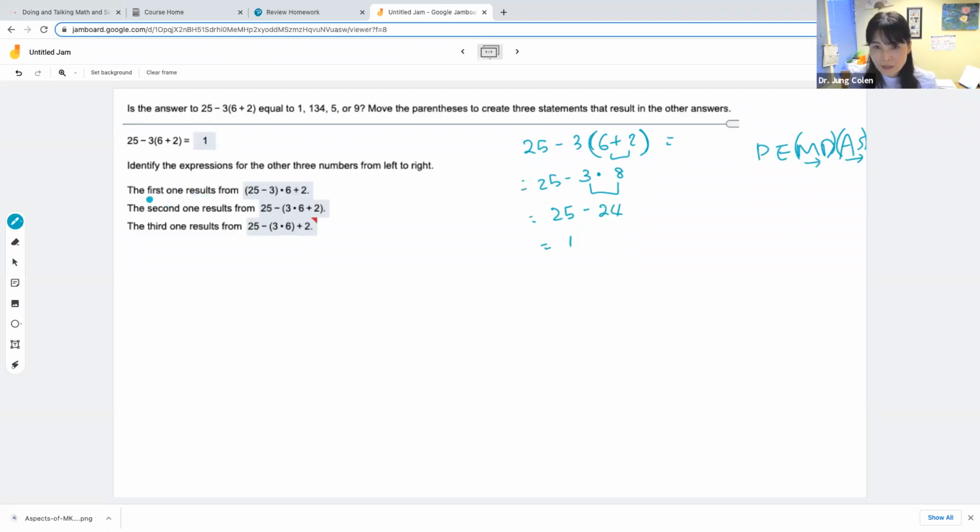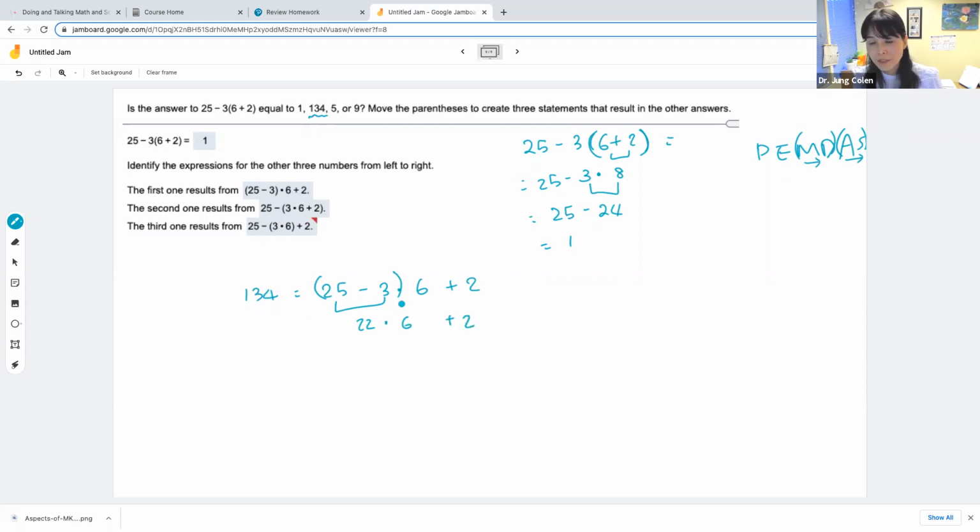And it says the first one results from, what's the first one? 130. I think it's talking about 134 actually, right? So how can we make 134? Using 25 minus 3 times 6 plus 2. How can we rearrange this? What if we do it this way? What do we get? We need to do inside the parentheses first, right? I already have answers there, but I'm just showing you how you can think about that.